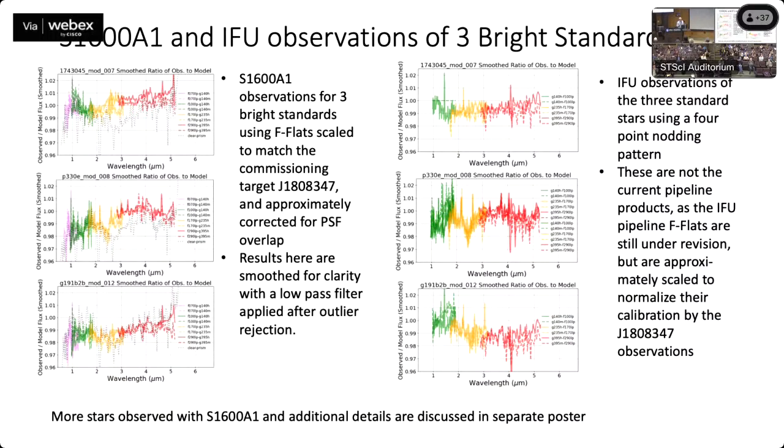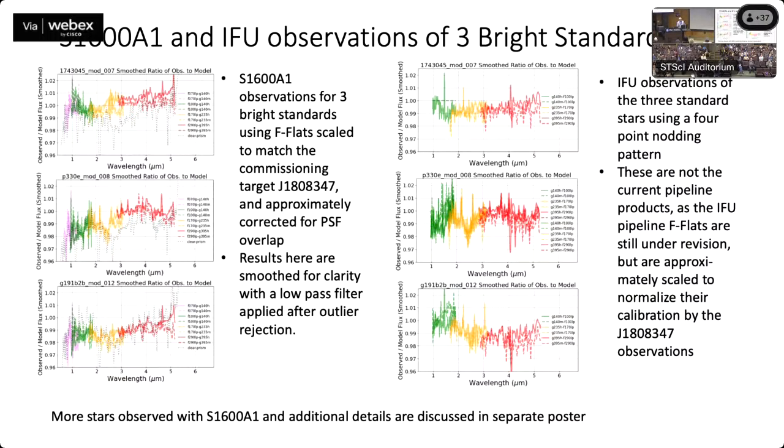But here on the left, we show for those S1600A1 observations for those same 3 bright standards using flux that were scaled to match the target used in commissioning. So I'm not showing that one here because that one's defined to be unity. I'm plotting here for clarity. I'm doing some smoothing of the results, so I'm not showing the pixel-to-pixel variations. But you can see that the solid lines are the high dispersion modes. The dotted lines are, I think I got that right, yeah, the dotted lines are the medium resolution modes, and the little dotted dark line is the prism.